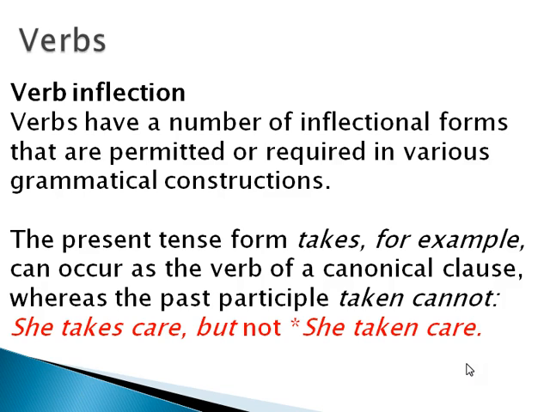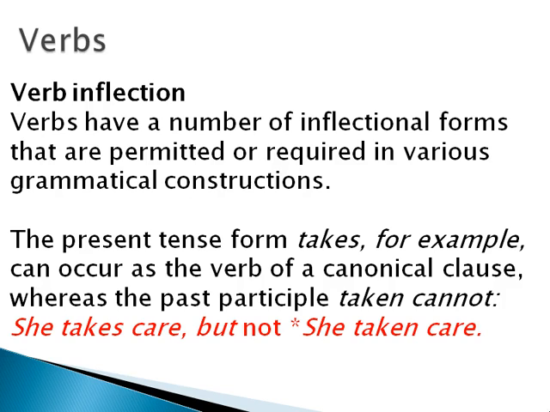Verbs, as you know, have a number of inflectional morphemes or inflectional forms that are permitted or required for some grammatical constructions. The present form, for example, of takes can occur as the verb of a canonical clause, whereas the past participle taken cannot. Okay, so from now on, we are going to represent grammatical clauses normally, and the non-grammatical ones with an asterisk before it.